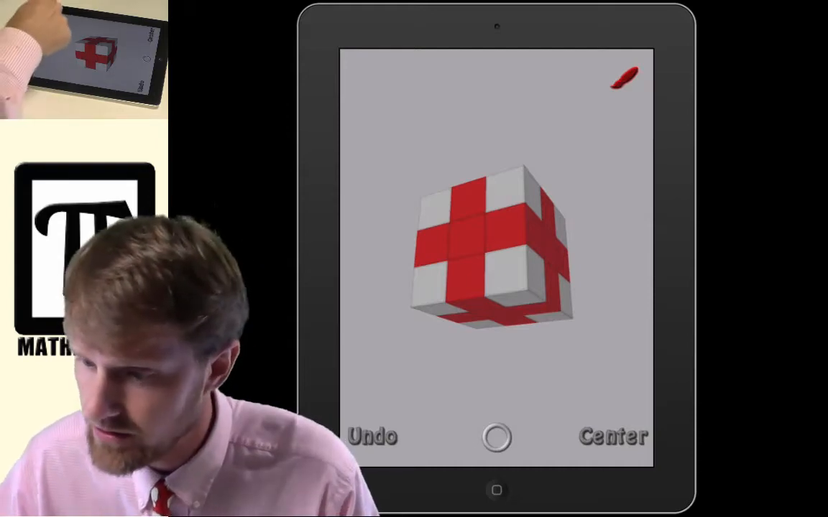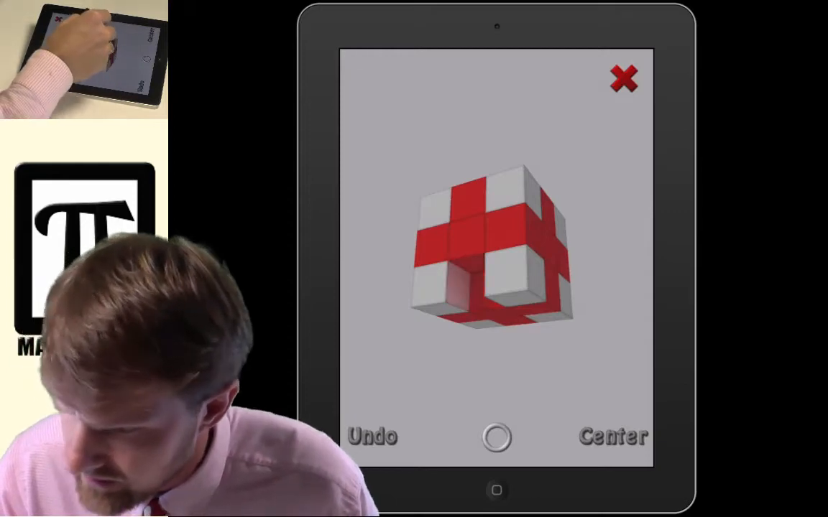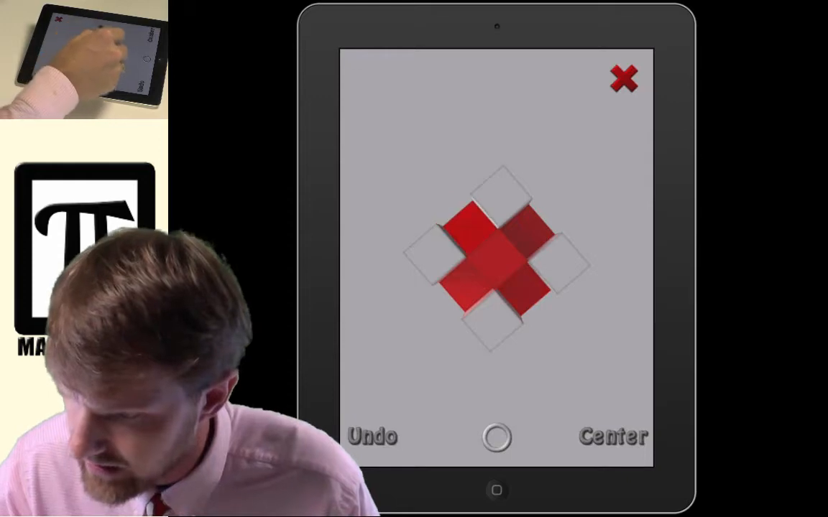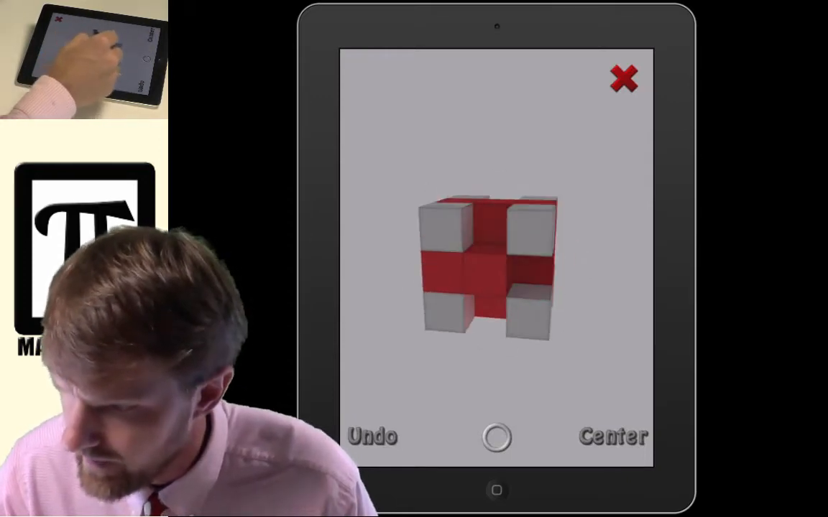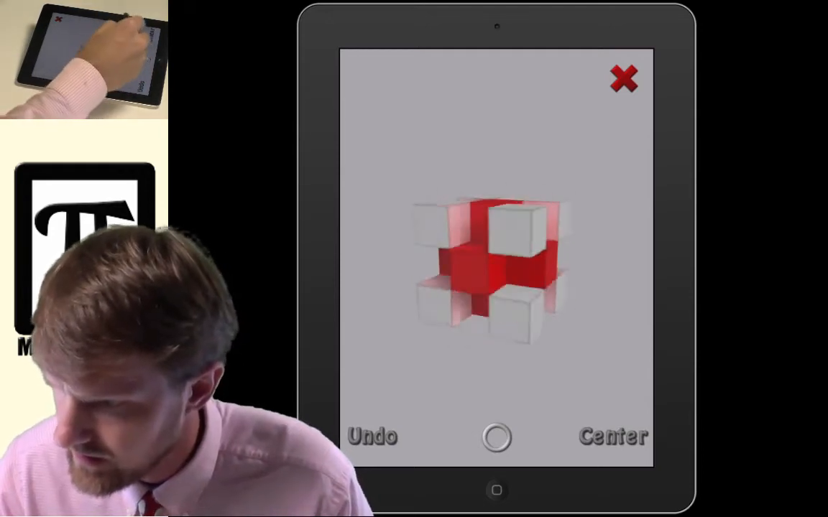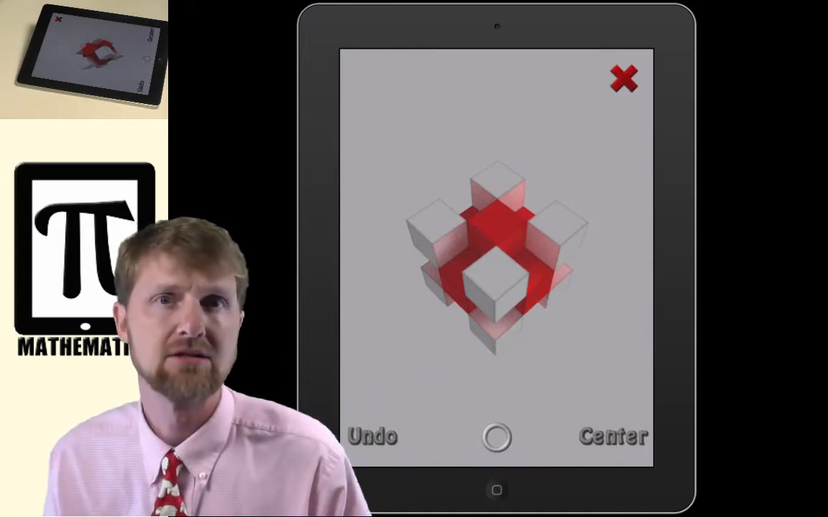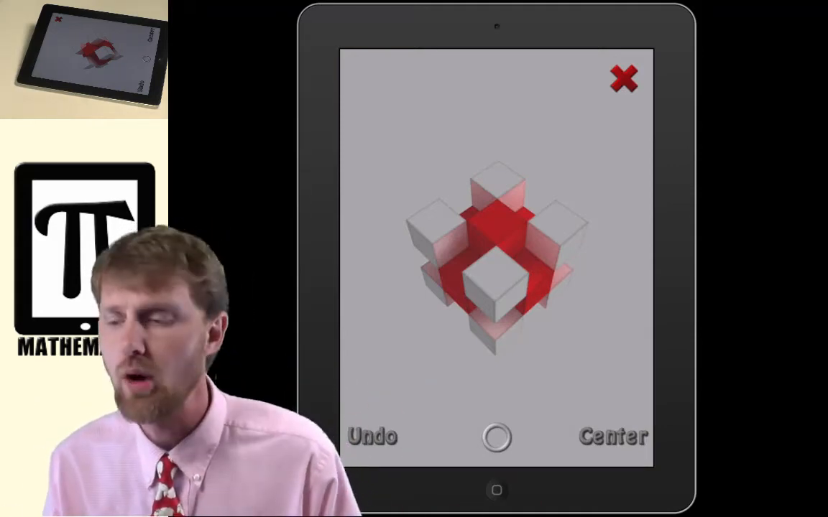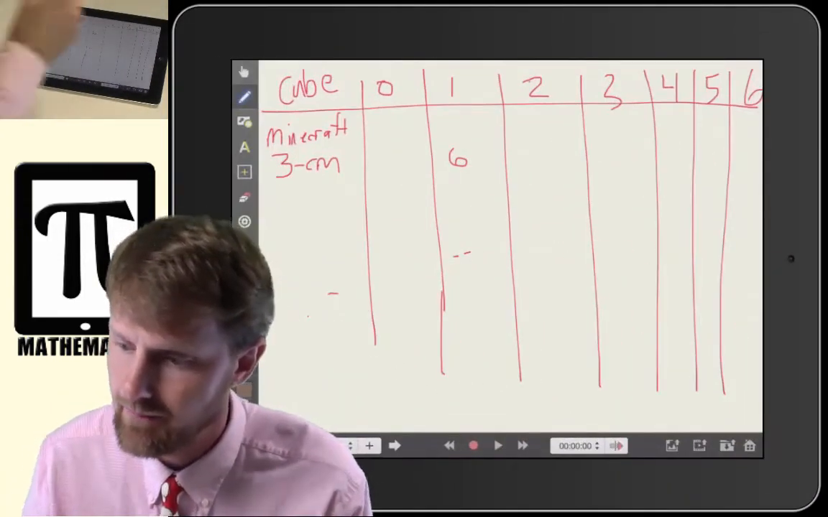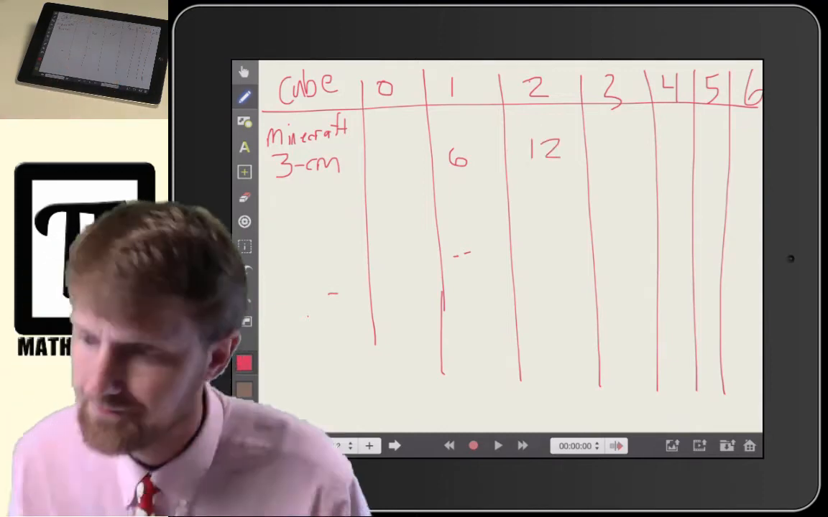Now, another way that you can do it is, you can actually say, that one is gone, that one's gone, that's gone, that's gone, and so on. And so you look at it, and all those have the two sides painted. And how many were there? There were 12 of them. So we record that on our iPad, Explain Everything app, and we had 12.